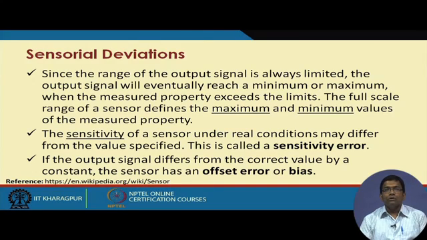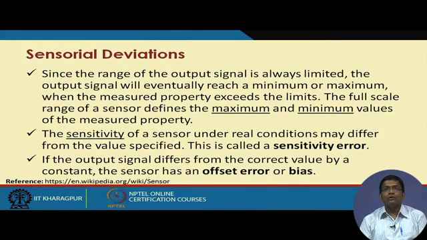Then each sensor can give a value which is constantly different. What I mean is that the correct value might be something, and this particular sensor might always be giving a value with an offset error or a bias. That many units of offset error it will be giving in its reading at all times, and that will be constant.